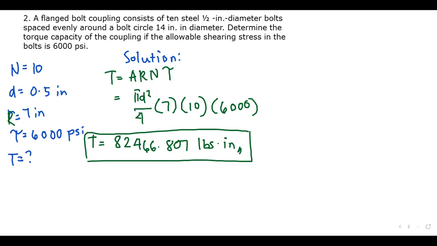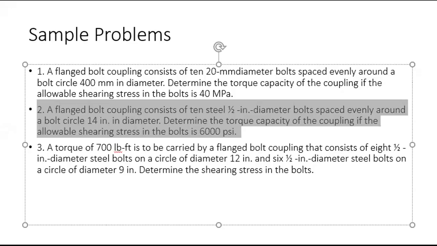Okay? So next tayo. Last problem for this topic. Di ba maiksi-iksi lang siya. Hindi ganun kahirap. Madali lang to guys, wag kayong kakabahan. A torque of 700 pound-feet is to be carried by a flange bolt coupling that consists of 8 1/2 inch diameter steel bolts on a circle of diameter 12 inch and 6 1/2 inch diameter steel bolts on a circle of diameter 9. Determine the shearing stress in the bolts.